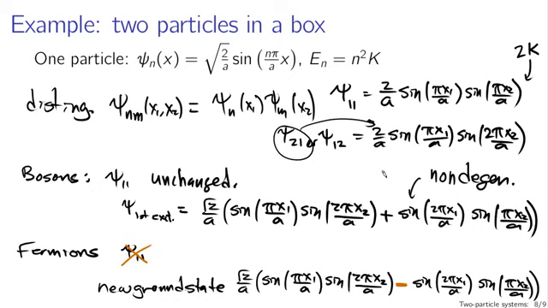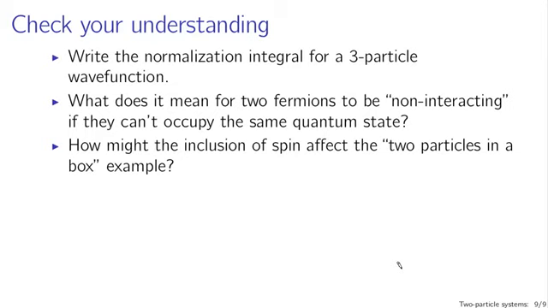We can make quantum mechanics fail to keep track of which particle is which by making these symmetric or antisymmetric combinations of what would otherwise be distinguishable particle wave functions. And lo and behold, the distinguishable particles, bosons and fermions, all behave differently. So there's a lot going on here. To check your understanding, just to drive home the complexity of multiparticle wave functions, I'd like you to write down the normalization integral for a three-particle wave function in three-dimensional space.